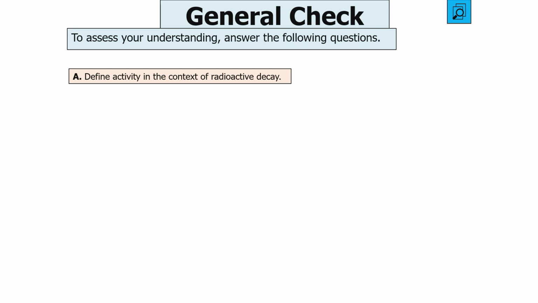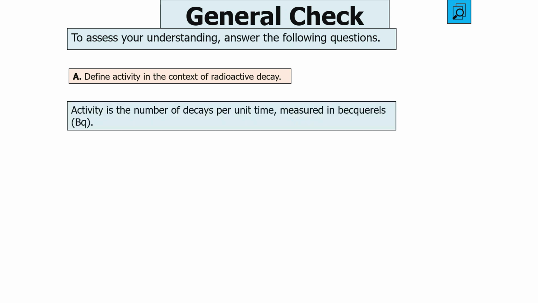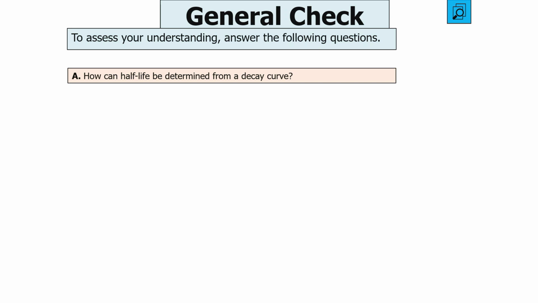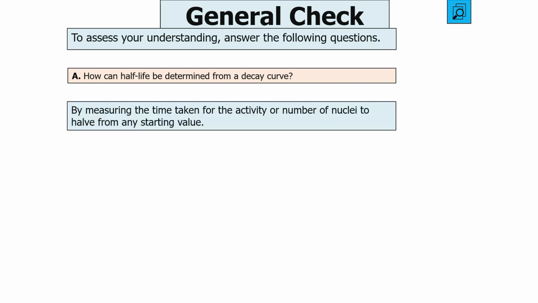Define activity in the context of radioactive decay. Activity is the number of decays per unit time measured in becquerels. How can half-life be determined from a decay curve? By measuring the time taken for the activity or number of nuclei to halve from any starting value.